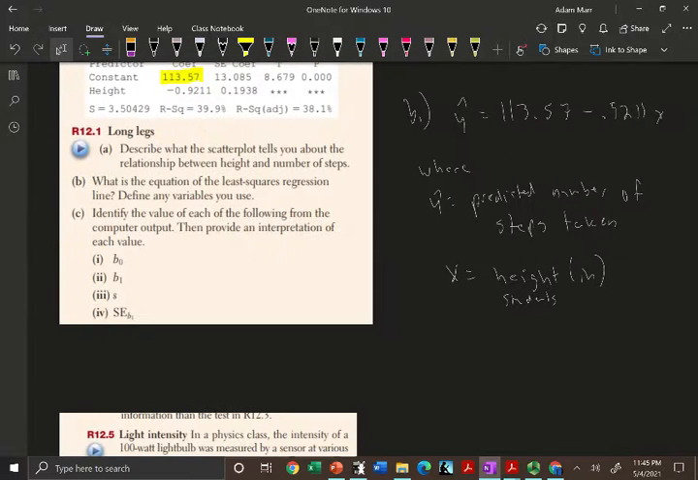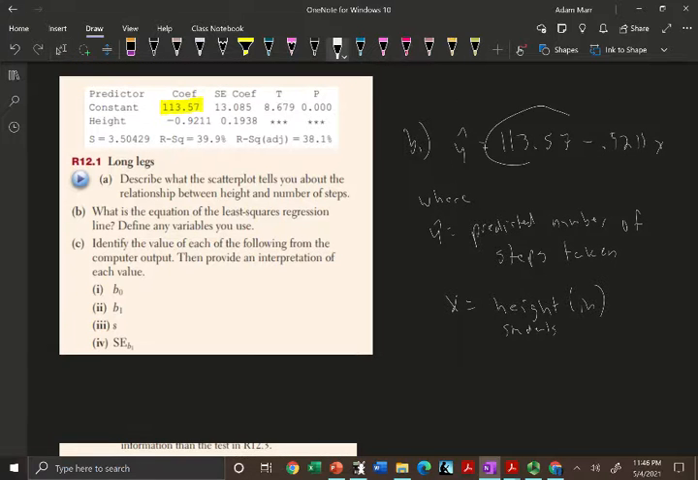Identify the value of each of the following from the computer output, then provide an interpretation of each value. b sub 0. That is right there. That's the constant, so that's going to be 113.57. So what does that mean? When x is 0, y is 113.57. Well, what is x? So when the height of a student is 0, when a student has no height, the predicted number of steps that student takes is 113.57.